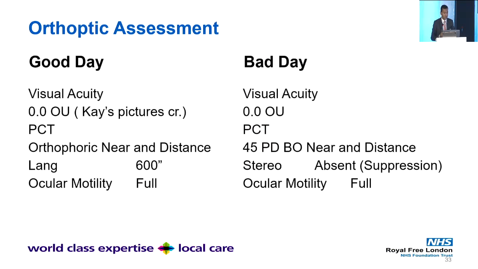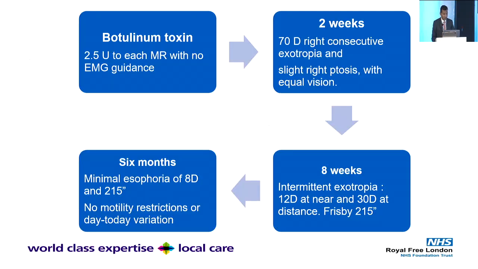So this is, of course, on the good day, when he comes, he's straight. He's got stereo, no problem. On a bad day, he's got a big onset ET with no stereo at all, okay? So in this child, we offered 2.5 units to each medial rectus. He got a big consecutive XT, which I like. I'm quite happy to see that consecutive XT because I feel I've got the toxin where I wanted. 8 weeks later, intermittent XT, 6 months later, all gone. And he's not had a recurrence since then. So it can work in cyclical esotropia.